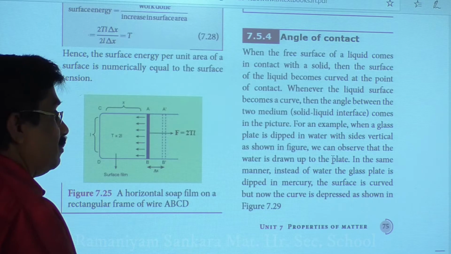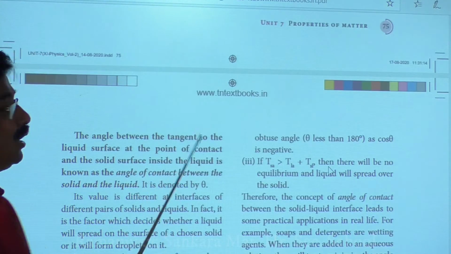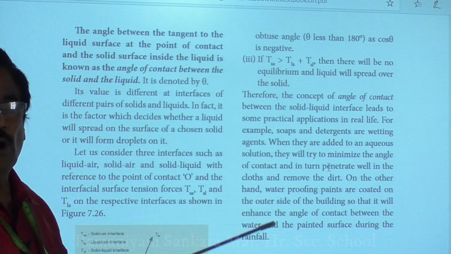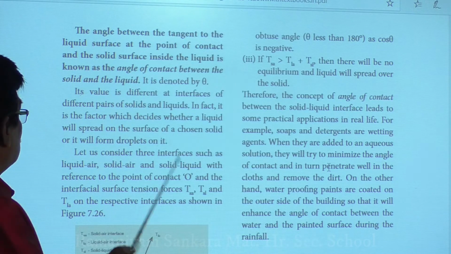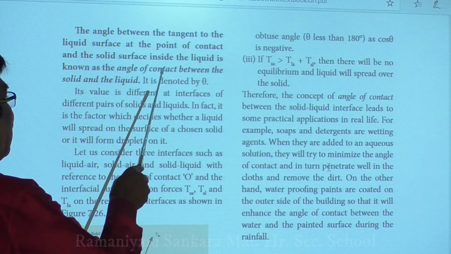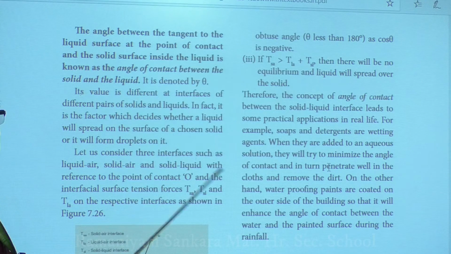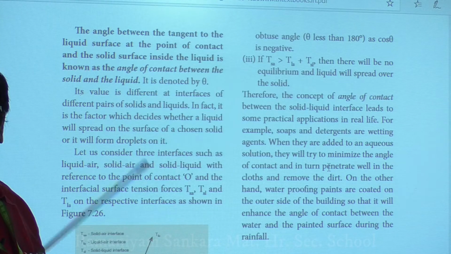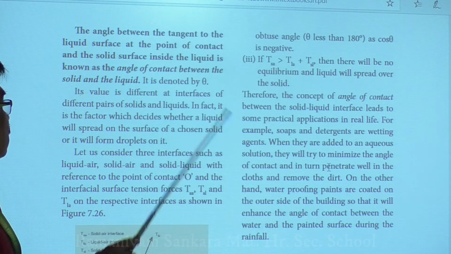Okay, the angle between the tangent. Whenever there is a curve, you take the tangent at any point of contact with the glass surface. At the point of contact, the angle between the solid surface and the liquid surface is known as the angle of contact. That is a 2-mark question. It is denoted by theta. Theta will be less than 90 degrees for an acute angle, greater than 90 degrees for an obtuse angle. Okay, that we can see.